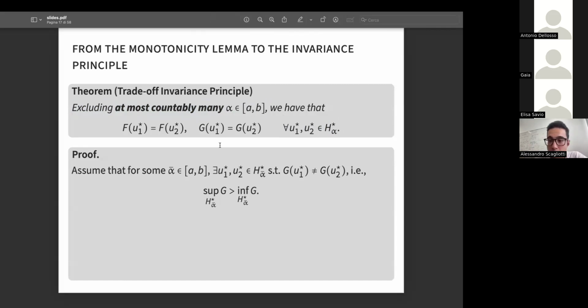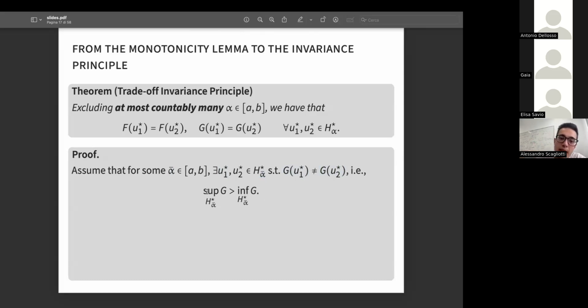Okay, so let's prove that. It's a few lines proof. We assume that we have a certain value alpha bar in which the trade-off invariance principle is violated. So it means that there exist two minimizers of H alpha bar, such that G disagrees on these two minimizers. Okay, cool. Then what happens?